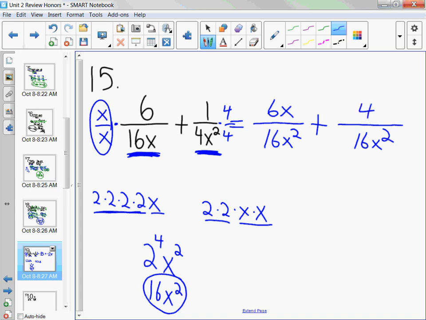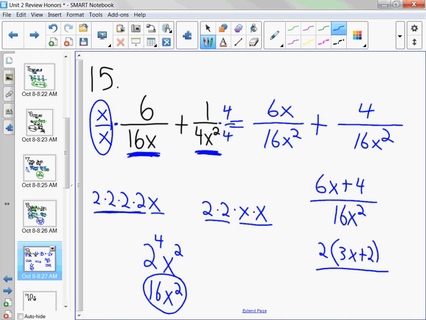Now I have two fractions with common denominators I can add together. Since 6x and 4 are not like terms, I can just write it as 6x plus 4 all over the common denominator, 16x squared. I do notice that I can factor a 2 out of the top. If I do that, I get 3x plus 2. And then I can change 16 to 2 times 8x squared. And the 2's cancel out, so my answer is 3x plus 2 over 8x squared.